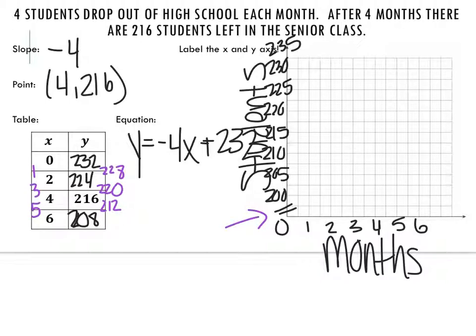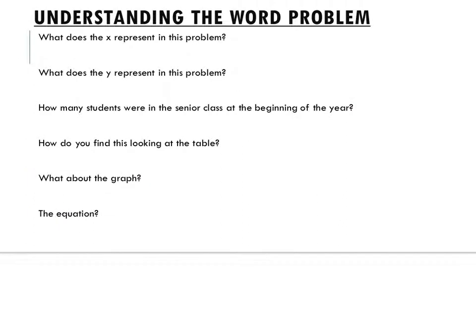So I'm going to go ahead and graph my points. So I have 0 and 232. I have 2 months and 224. I have 4 months and 216. And then 6 months and 208. So there is what your graph would look like. And now for the questions.